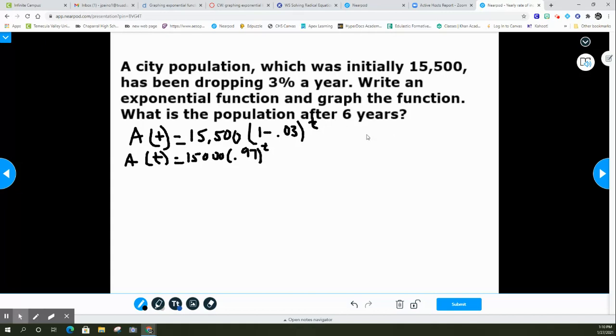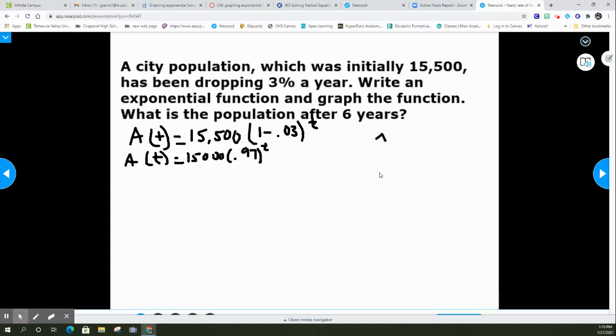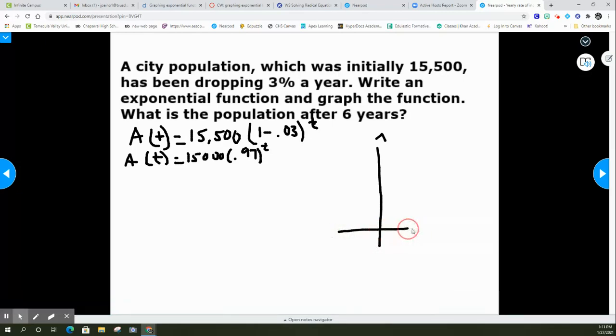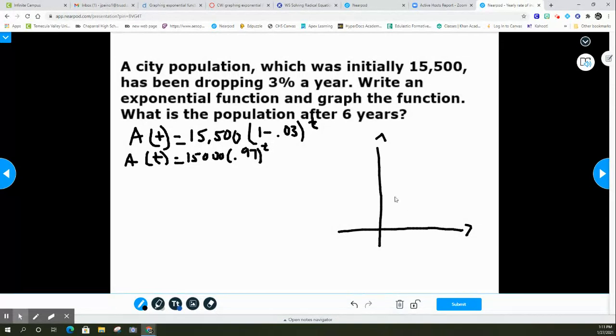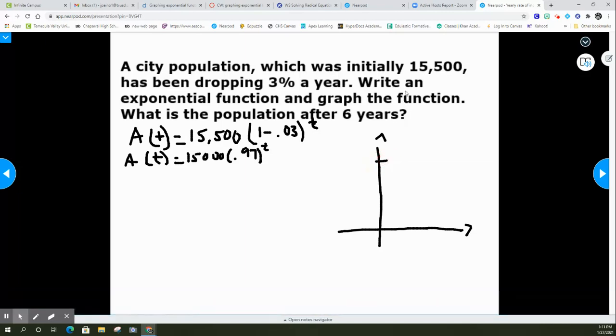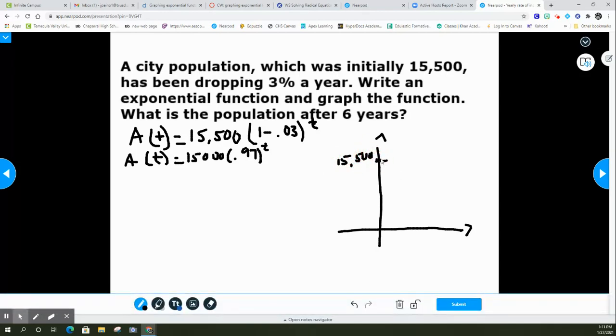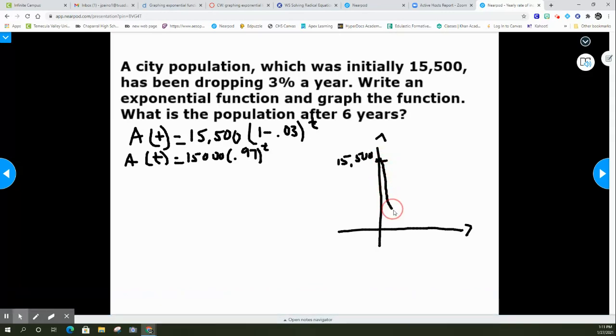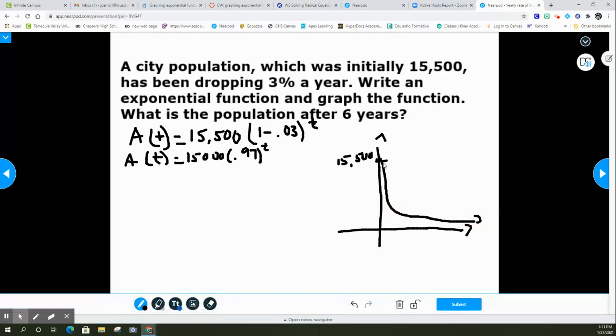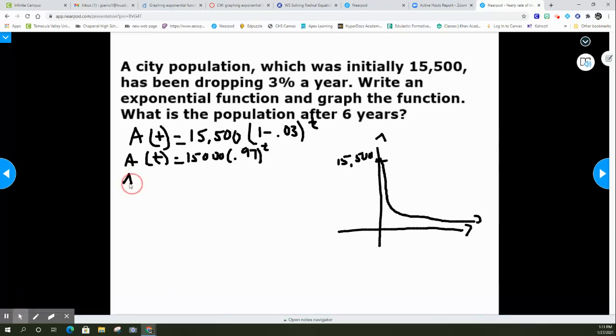So if I had to graph this, I know I only really care about the first quadrant, because it starts right at year 0. At year 0, it's 15,500. That's where I'm starting, right? And then it's decreasing every year, never going to go below 0. So that's just a little sketch there. To be exact, let's find out what A of 6 is.